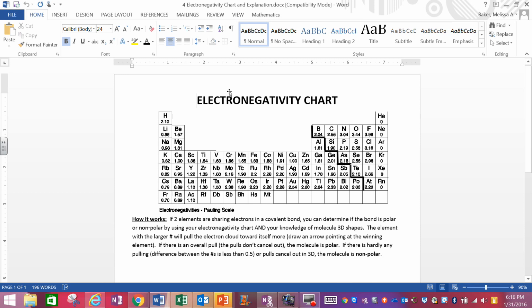So nitrogen 3.04 and oxygen 3.44, they would form a nonpolar bond because their difference is only 0.4. How about carbon 2.55 and sulfur 2.58? Their difference is only 0.03. How about hydrogen? Remember, even though it's to the left of the zigzag, it's still a nonmetal, 2.1, and carbon 2.55. That's only a difference of 0.45. So that would also be a nonpolar bond.